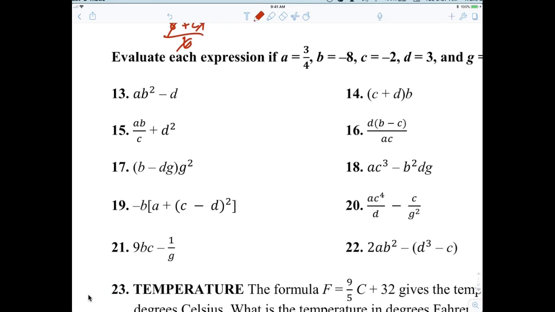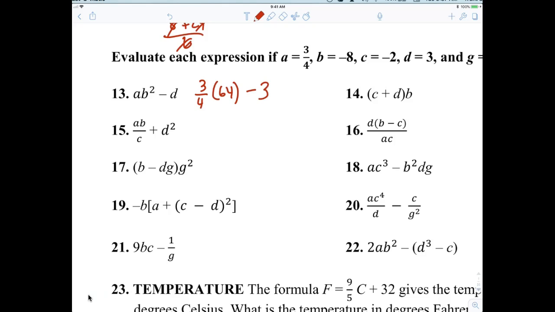First you have to plug in all those. Yes, thank you. 3 over 4 times negative 8 squared. Well, let's just say what that is. Positive 64, right? Oh, right, you're squaring it. Minus 3. So now what am I going to do? So now you've got to do 3 over 4 times 64. And I'm not very good at... That's okay.